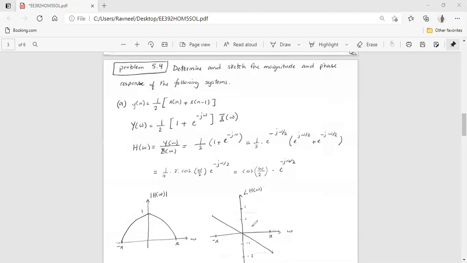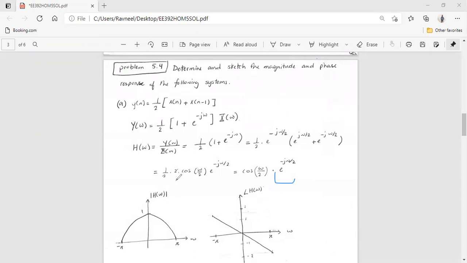While for the phase response, again, in this particular case, we just need to find the phase of this, right? That is the angle of this term here, multiplied by the angle of this term here. So we know that the angle of a real value is 0. So in this particular case, it will be just 0 degrees. When we are multiplying, we add the angles, right? So the angle of this particular term will be just negative omega upon 2. So the phase response will be 0 plus negative omega upon 2.